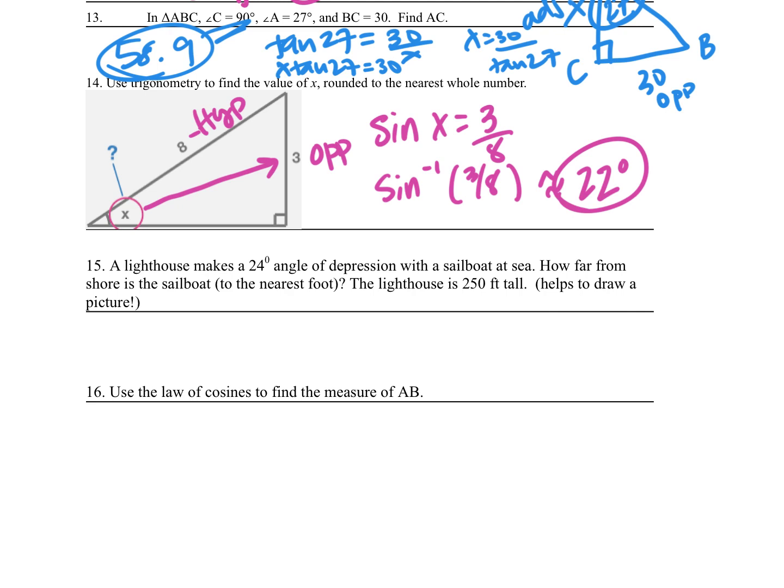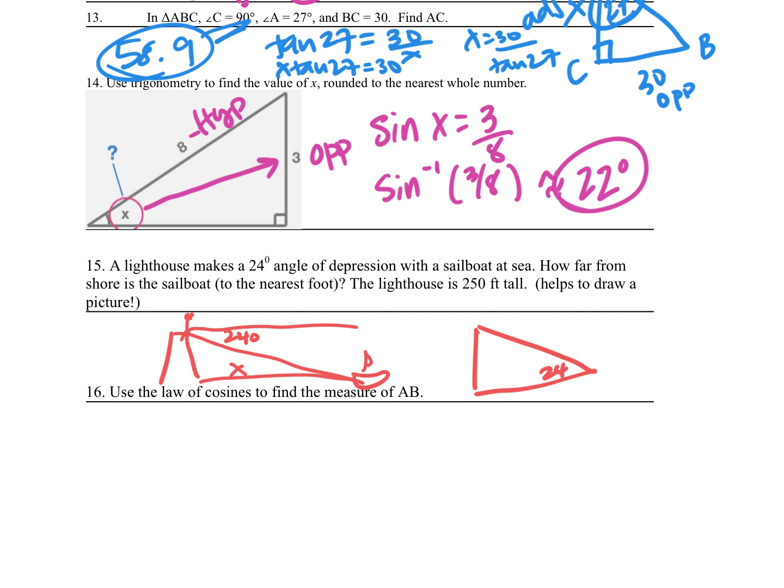On the next problem, we're looking at an angle of depression. So here is my lighthouse, and it makes a 24-degree angle of depression. So remember, we're always measuring from the horizontal. So here's my line. Here's my angle of depression, 24 degrees. How far from the shore, so that's my x, is it to the sailboat? So here's my sailboat. So here's the triangle, 24 degrees. I need to find this, and my lighthouse is 250 feet tall.